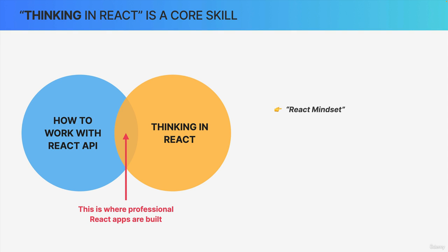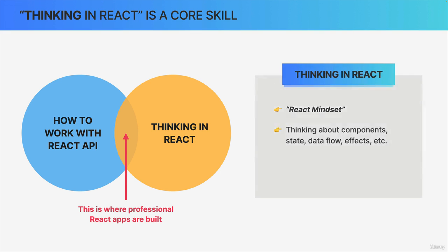Now, what does thinking in React actually mean? While you're building an application, thinking in React means that you have a very good mental model of how and when to use all the React tools like components, state, props, general data flow, effects, and many more. It's also about always thinking in terms of state transitions rather than in element mutations, as we have learned before.